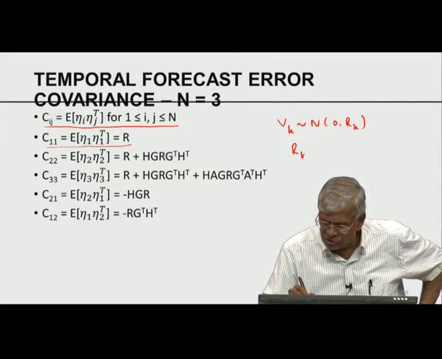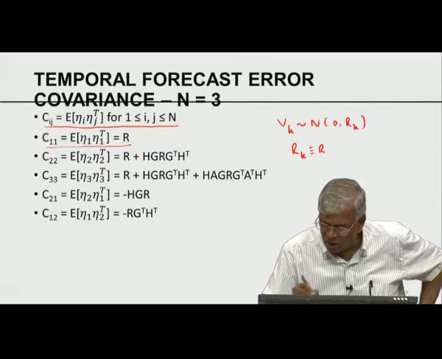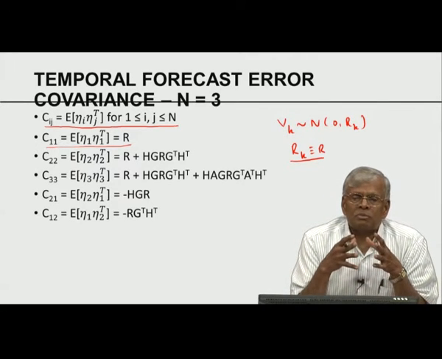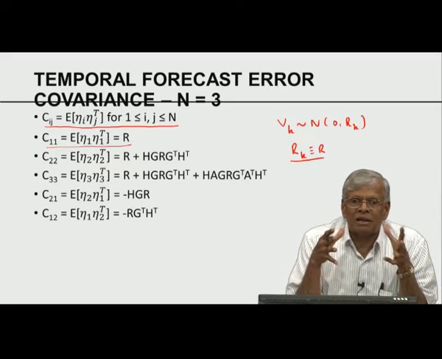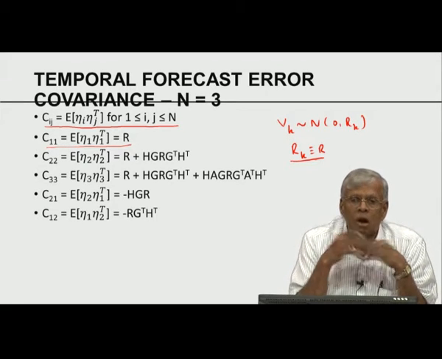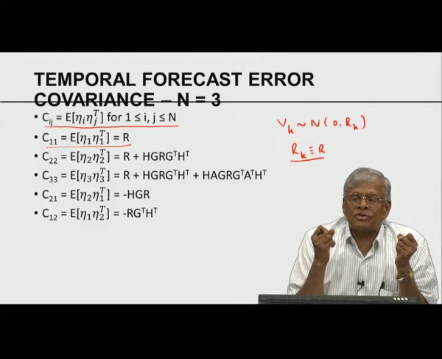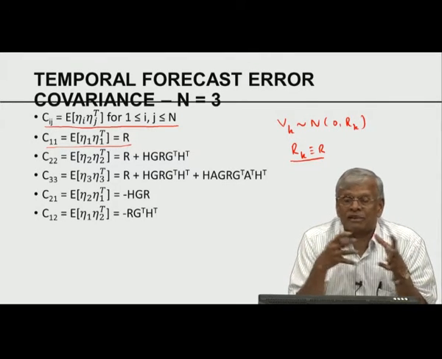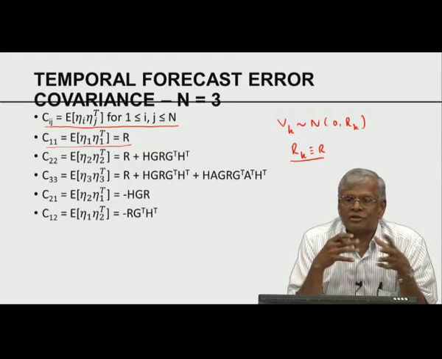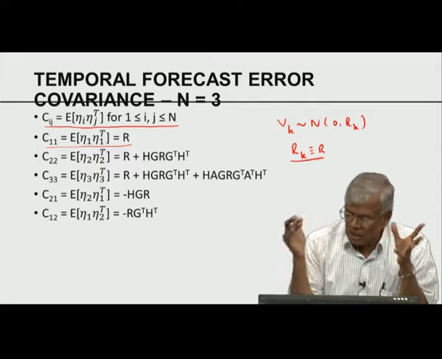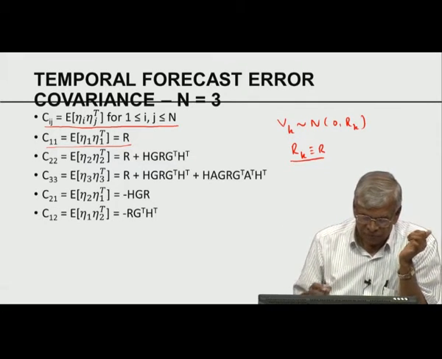It is generally assumed Rk is identically equal to R. Why? The Vk's are coming from instruments, and we buy instruments in bulk. So I am going to assume all the instruments that make measurements are of the same type. That means the covariances of the error characteristics of the instruments are the same. So Rk does not depend on k, Rk simply is R. That is a very useful assumption.